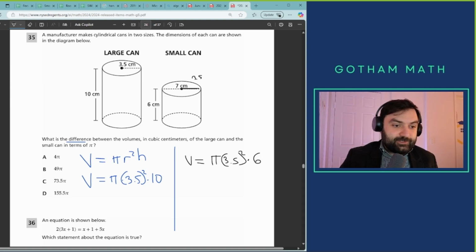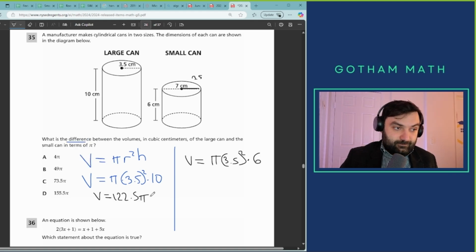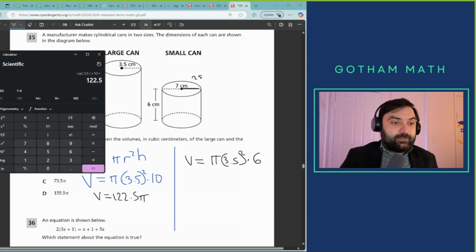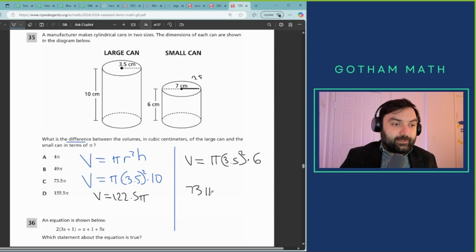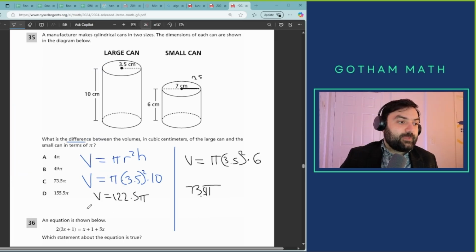and let's just calculate. The rest is just calculator work. So, 3.5 squared times 10, obviously, is 122.5 pi. And then another one is 3.5 squared times 73 pi, 73.5. And then we're going to subtract them. Using a little trick by subtracting right here, right now, it is going to be 49. The answer is 49 pi.